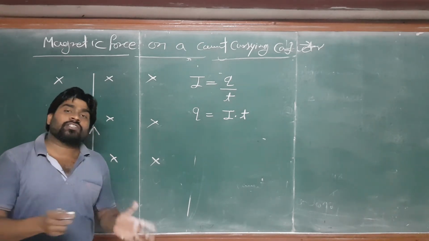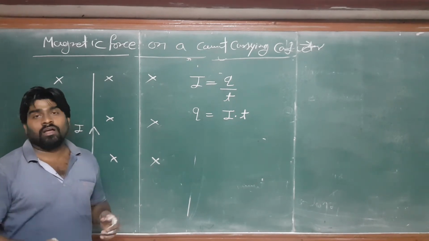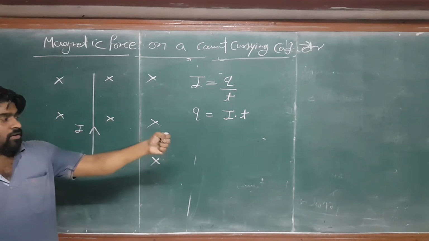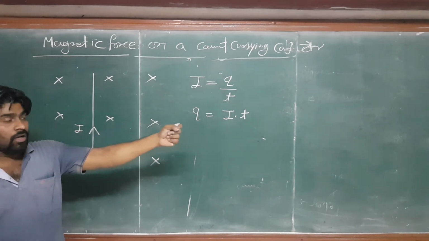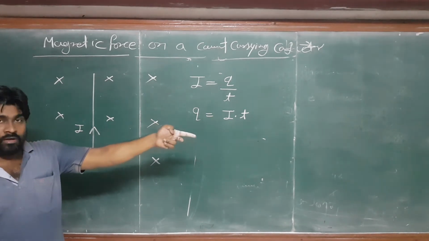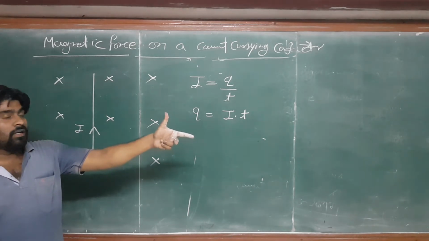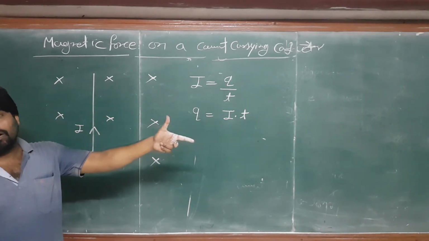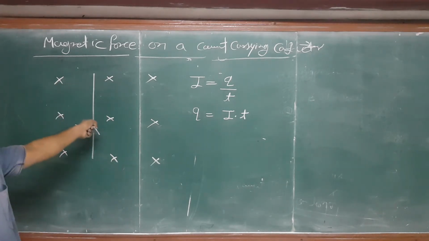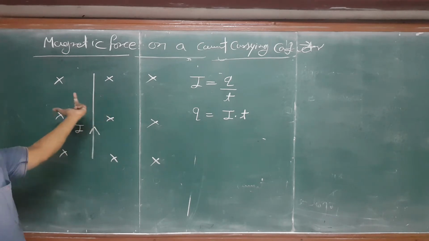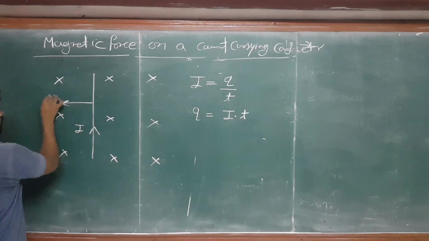So again, to find the direction of the magnetic force, you can use Fleming's left hand rule. And what is the left hand rule? If you stretch your forefinger, middle finger, and thumb perpendicular to each other, the forefinger shows the magnetic field, the middle finger shows the direction of the current, or the direction of the velocity, and the thumb shows the direction of the magnetic force. Now tell me where the magnetic force is acting. This is the field, this is the current. So the force will act on this side. So this is the direction of the magnetic force.